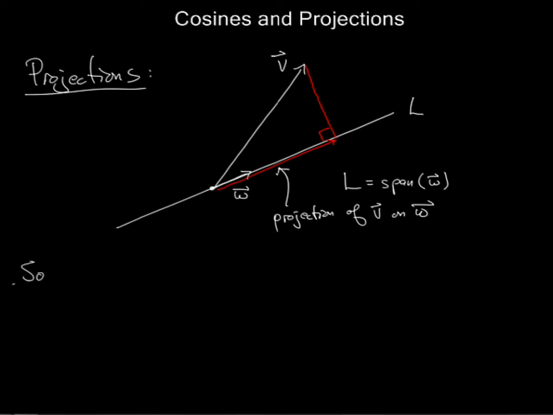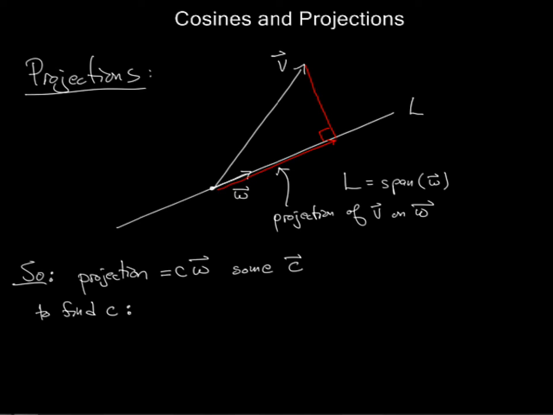In any event, clearly the projection of v onto this line is some multiple of w. It's on the line, so it's some multiple of w for some scalar c. That's not supposed to be a vector. And all we need to do is find this c.